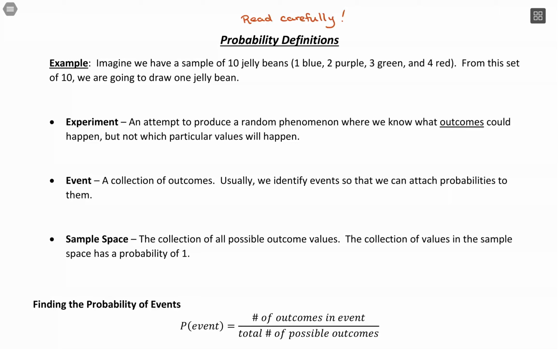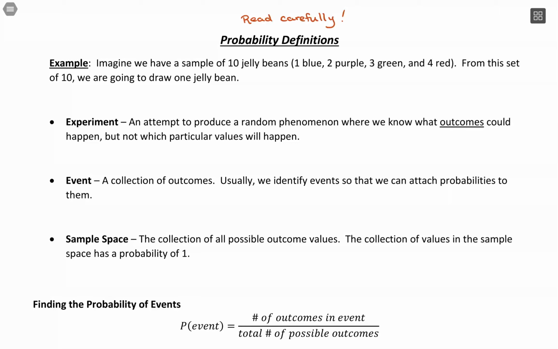So we're going to have this example where we have these 10 jelly beans. We're going to have 1 blue, 2 purple, 3 green, and 4 red. So we have this set of 10 jelly beans, and we're going to talk about drawing 1 jelly bean. So we could ask, what's the probability of getting a purple jelly bean? What's the probability of getting a red jelly bean? What's the probability of drawing multiple jelly beans and seeing something happen?